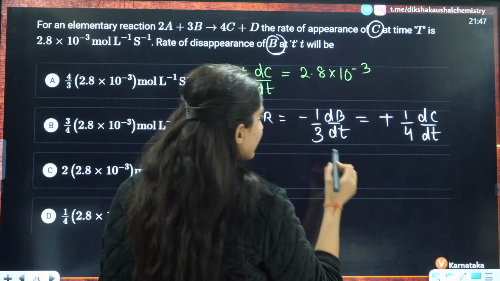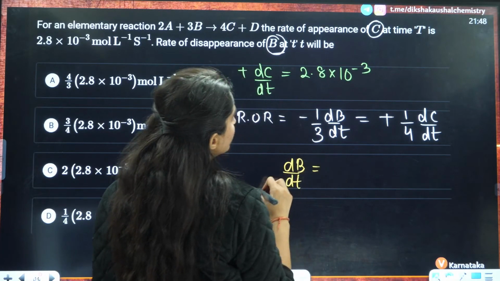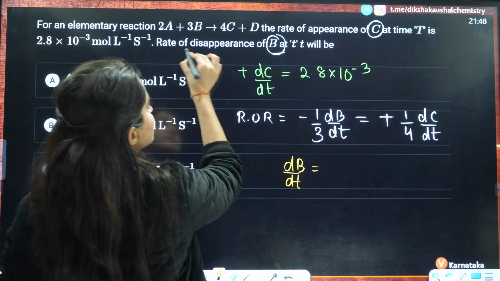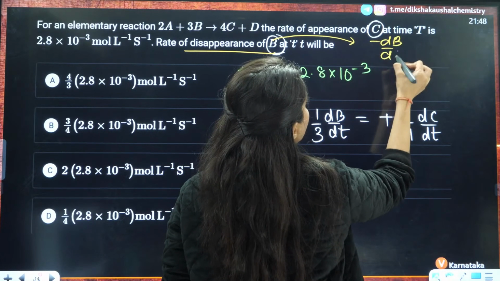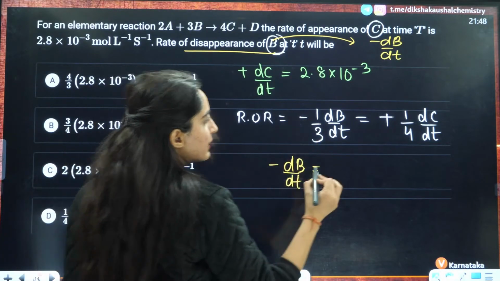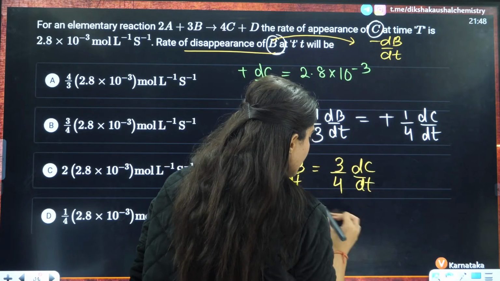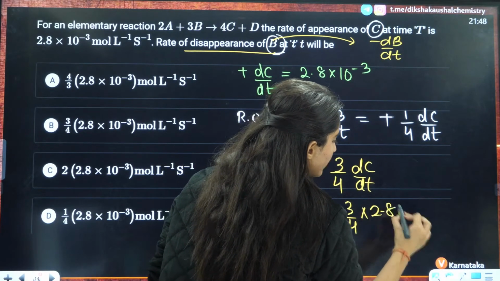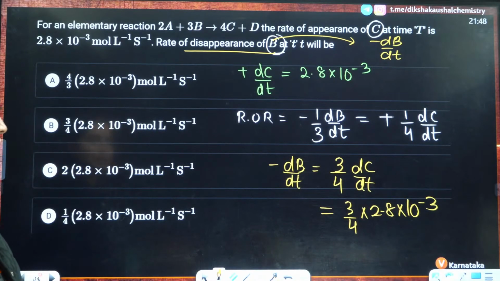So from here I can say that dB by dt, they are asking you the rate of disappearance. Rate of disappearance is minus dB by dt. So they are asking you the value of minus dB by dt. So minus dB by dt is equals to 3 by 4 of dC by dt. dC by dt is given to be 2.8, so it will be 2.8 multiplied by 10 raised power minus 3.